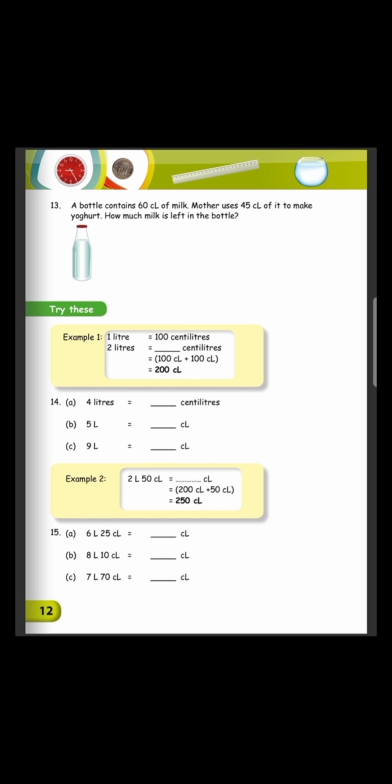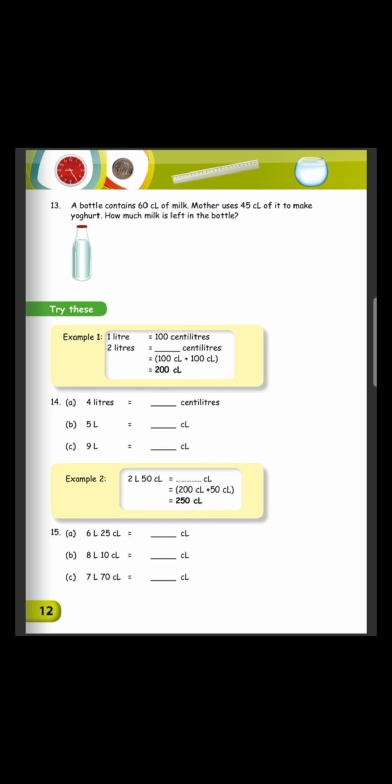So, what is the first step according to you? Yes, we should underline important keywords. So, over here, we should underline 60 centiliters and 45 centiliters. And then we should underline the word left. L-E-F-T, left. So, when you see the word left, what comes to your mind? It means that we should subtract. We should minus. Very good.